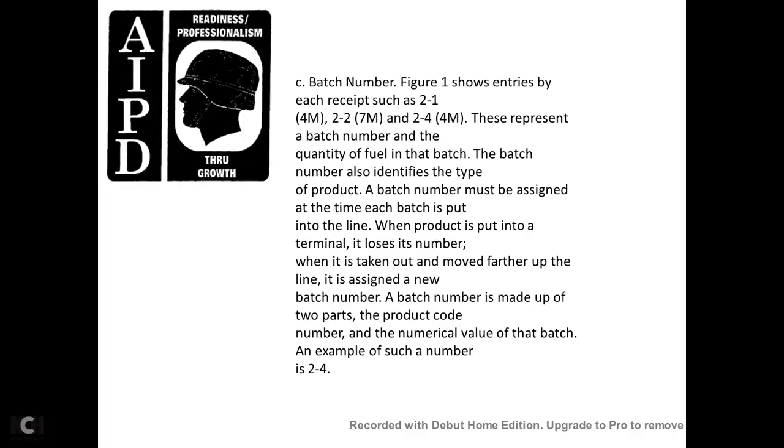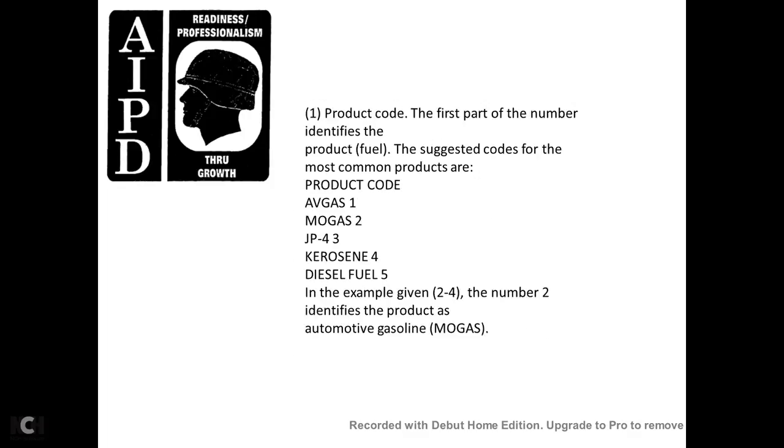A batch number is made of two parts: a product code number and a numerical variable batch number, for example 2-4. The first number is the product code that identifies the product. The suggested codes for the most common products are: AvGas is 1, MoGas is 2, JP4 is 3, kerosene is 4, and diesel is 5. In the example 2-4, the number 2 identifies that the product is automotive gasoline.